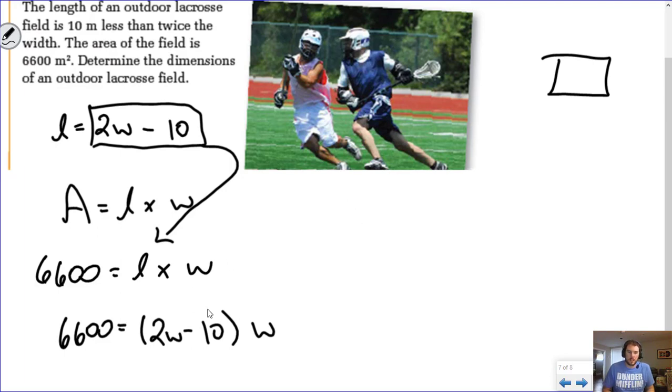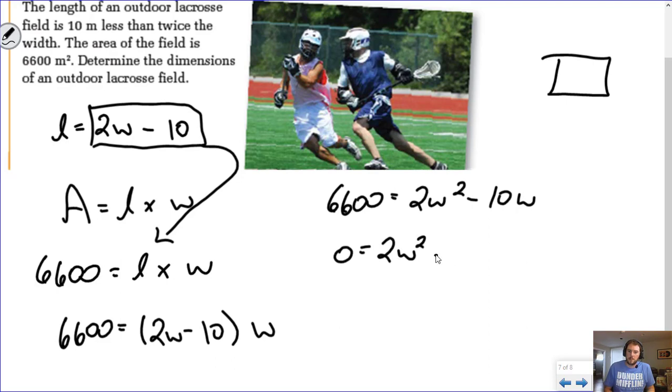So now what I can do is expand this side, so I get my 6,600 is going to be equal to 2W squared minus 10W. And again, just like with previous questions, what you're going to want to do is move everything to one side so this thing is equal to 0. So we get 0 is going to be equal to 2w squared minus 10w minus 6,600.